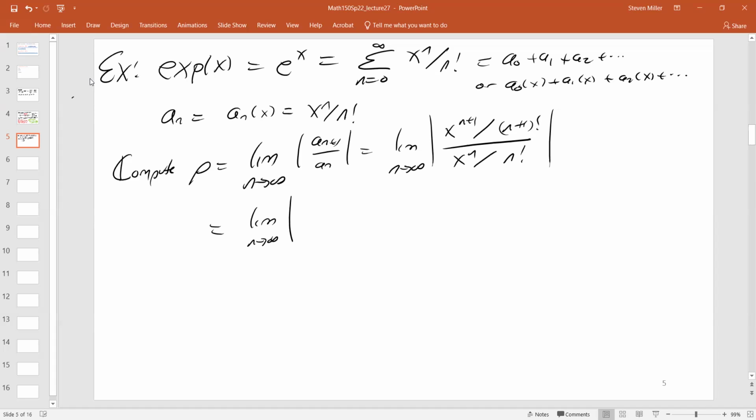Yeah, we have an x to the n plus 1, we're dividing by x to the n. So it's x to the n plus 1 over n plus 1 factorial, and then the other becomes n factorial over x to the n. So this is just the limit as n goes to infinity of x. And now what about n factorial divided by n plus 1 factorial? What does that equal?